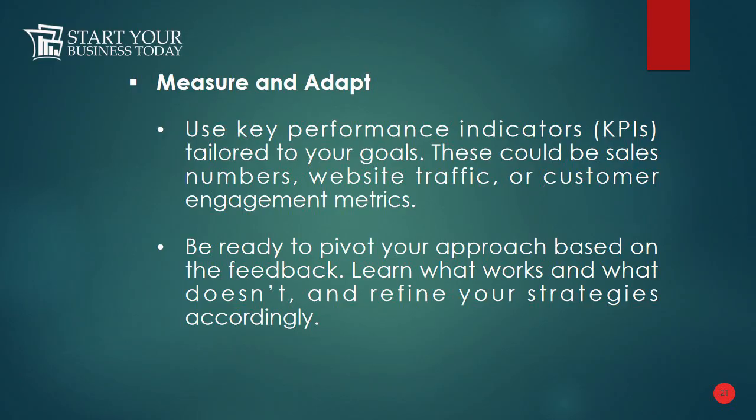3. Measure and adapt. Use key performance indicators, KPIs, tailored to your goals. These could be sales numbers, website traffic, or customer engagement metrics. Be ready to pivot your approach based on the feedback. Learn what works and what doesn't, and refine your strategies accordingly. Flexibility and adaptability are your best friends during this stage.